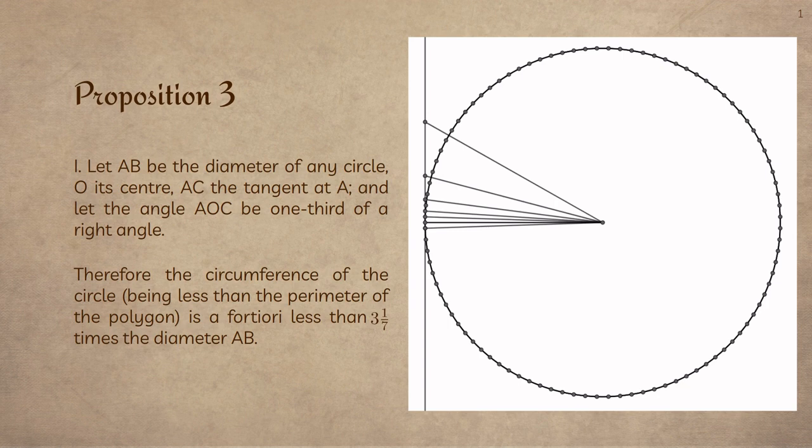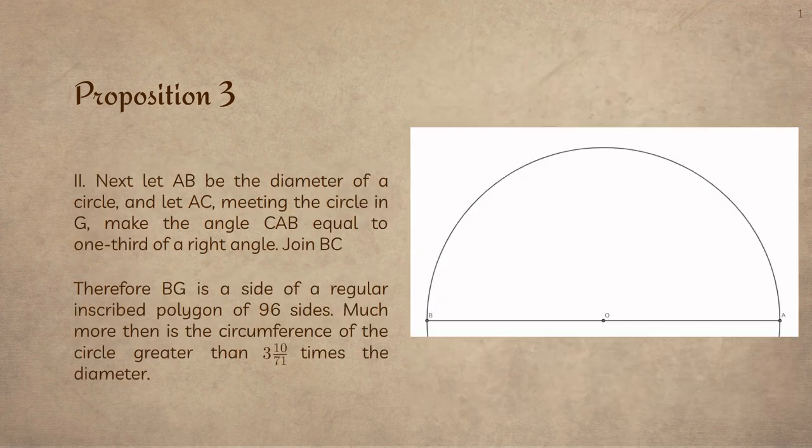And so he sets up this 96-sided polygon. He finds the ratio, and then he finds that it is 3 1/7. So that provides us with our upper bound. He then tries to define the lower bound.